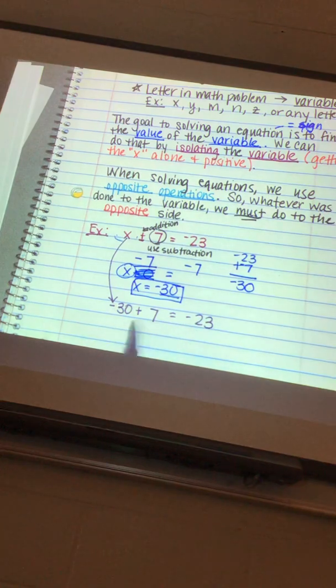Is this a true statement? Well, negative 30 plus 7 is negative 23. Does negative 23 equal negative 23? Yes, this is true. Okay, so let's do the next problem.